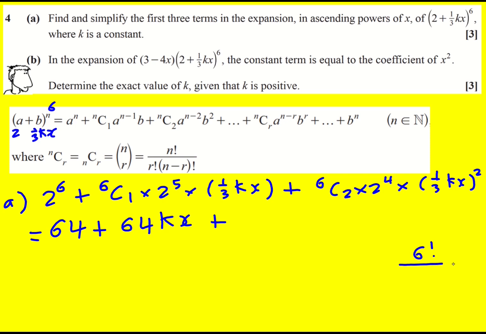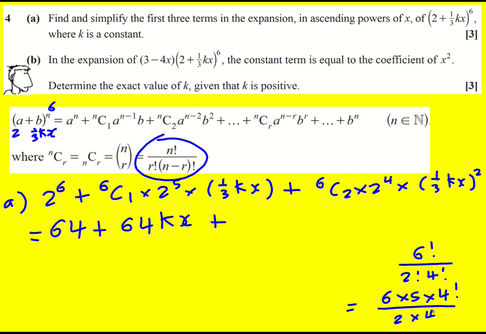6c2 is 6 factorial over 2 factorial, 4 factorial. And we're going to get 6 times 5 times 4 factorial over 2 times 4 factorial. And I've done that because then these just cancel, and I'm left with 15. So it's quite fun actually working out these binomial coefficients.